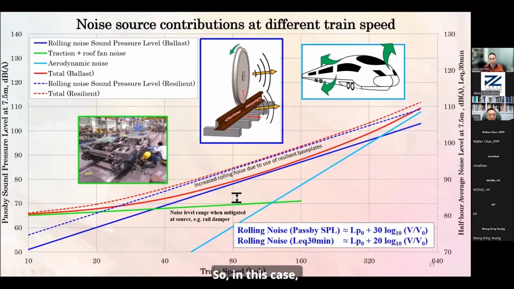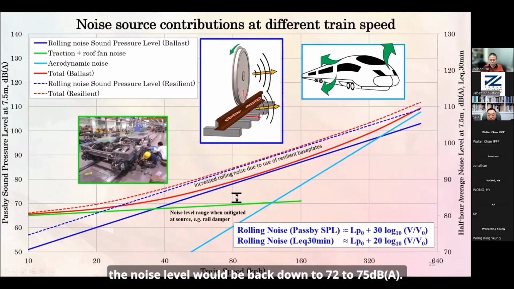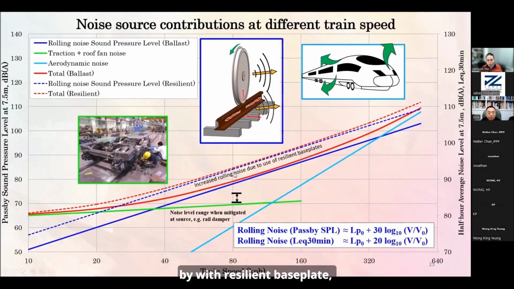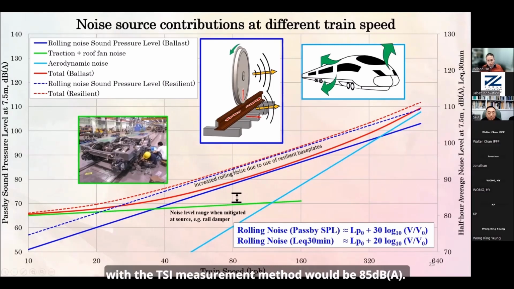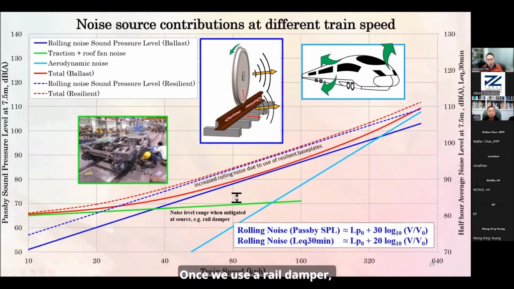So in this case, if we have a good damper to control the wheel vibration, we can still go back to this level, 72, 73, or 75 dB. In the case with the resilient base plate, because the rolling noise is elevated, the TSI measurement method would give 85. Once we use a wheel damper, we can control it back to 75 or 73, so that the noise reduction by the wheel damper would be 10 or even 12 dB.